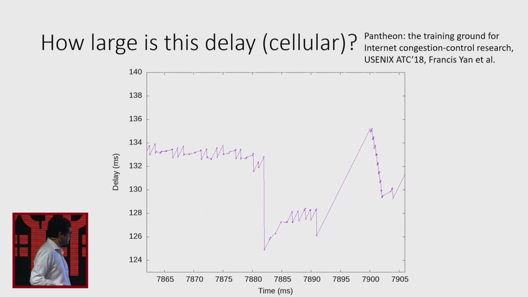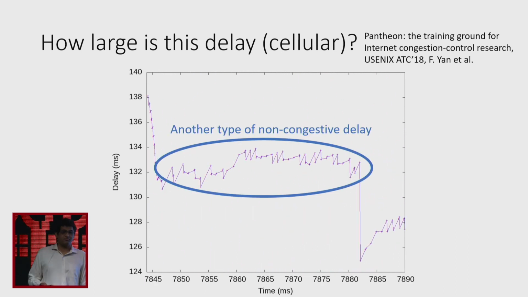Let's pan to the left. Here we see another type of non-congestive delay, and it's really difficult even for us humans to figure out what's going on. And it's even harder to figure out what the congestive component of this delay is. And here we see that in cellular networks, we can have non-congestive delay up to 10 milliseconds.